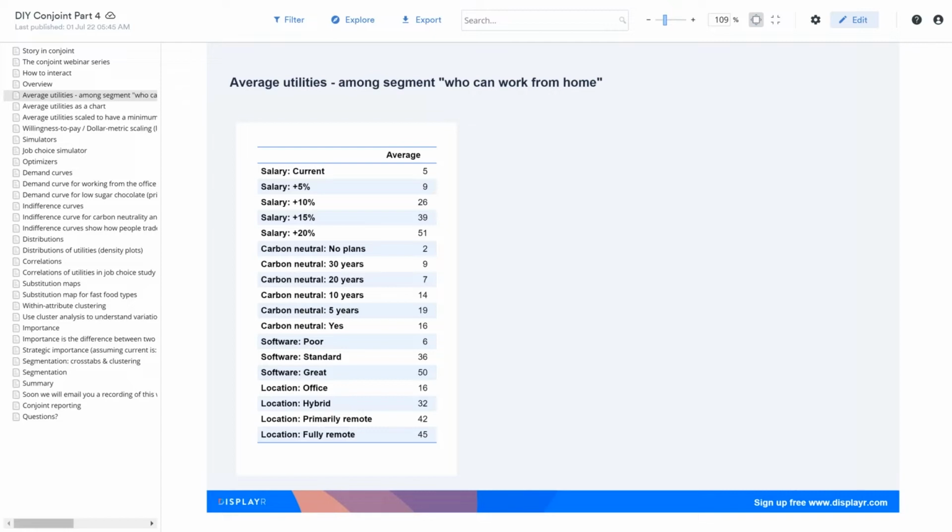In the previous webinar, we talked about how you take each person's utilities and you scale them. So the lowest level attribute, that is the least appealing attribute, has a utility of 0. And you'll see here that this hasn't happened on this chart, or it doesn't seem to have happened more accurately. So here, the least appealing salary is current, and it's got 5 rather than 0. And I'll return to that conundrum a bit later.